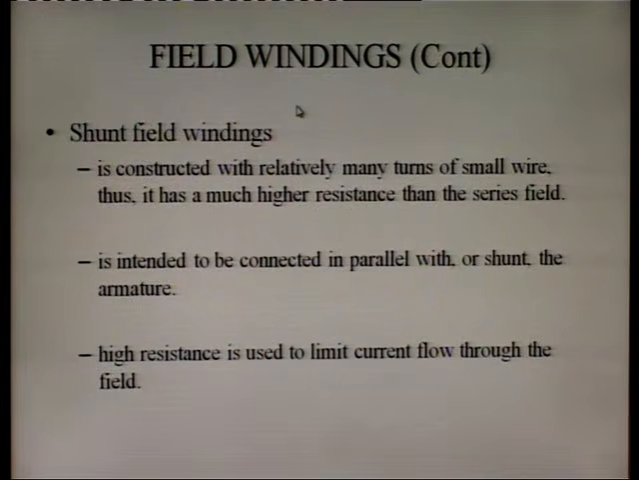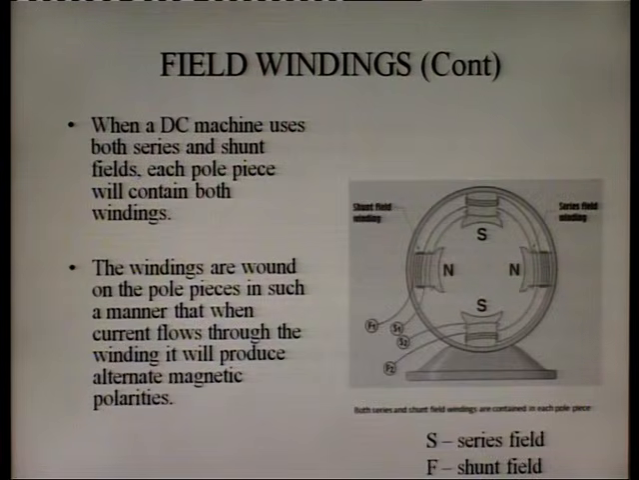Shunt field winding. Shunt field winding is constructed with relatively many turns of small wire, thus it has a much higher resistance than a series field winding. It is intended to be connected in parallel with, or shunt with, the armature. High resistance is used to limit current flow through the field.